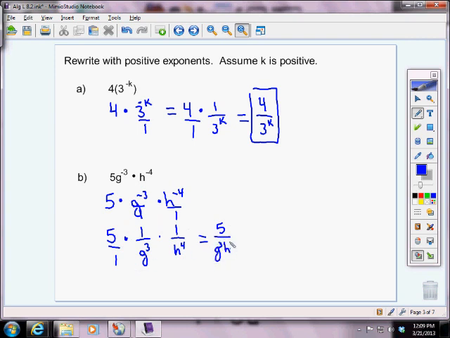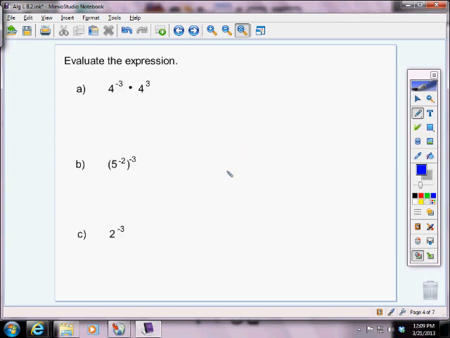G to the third, h to the fourth. Okay, again, the more you work with this, the easier it will become. Let's look at some more examples. The directions here say evaluate the expression. We have 4 to the third times 4 to the negative third times 4 to the third.